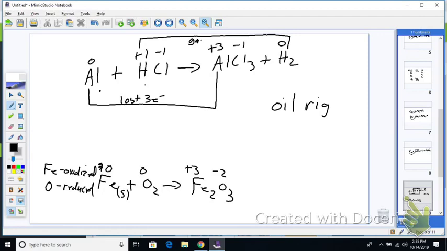So when we say how many's lost and gained, we're saying for every 1. Well, you're going to have to find a way to balance out the number of electrons lost and gained. So you can say, well, I can get 3 hydrogens, right? If I get 3 hydrogen, that equals the 3 electrons. You guys see that?